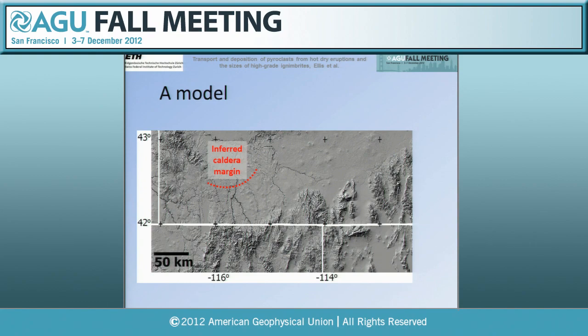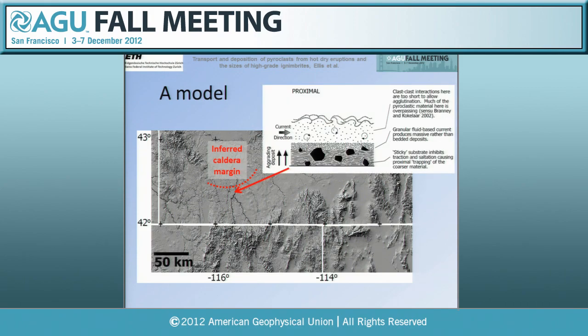I like the use of "inferred" here because it means imagined, but it sounds more scientific. So here we have the inferred caldera margin, which we don't get to see anything of in the proximal regions. What we think is happening is that as you're grading this deposit, this is low. It's still a pretty sticky substrate. So the material which is coarser and denser, the bed load, which preferentially spends more time in contact with that material, gets preferentially trapped. So I think there's a preferential trapping effect here in proximal regions.